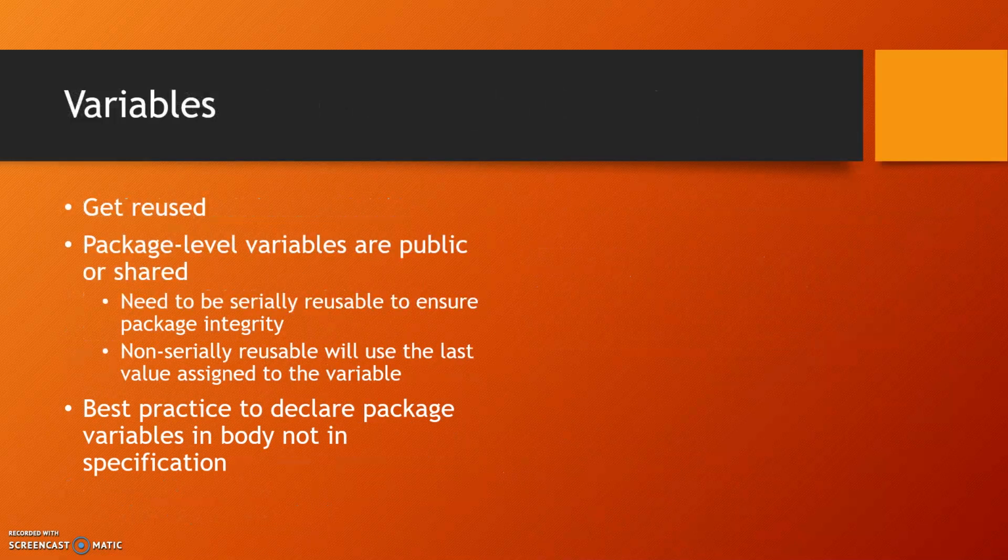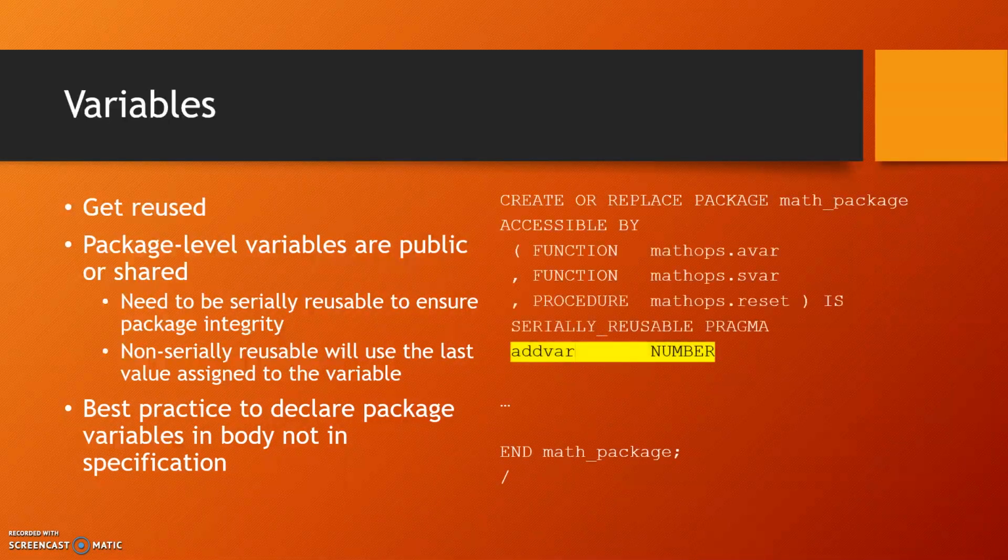Package level variables are public and shared global variables. They need to be serially reusable to ensure package integrity. Non-serially reusable variables will use the last value assigned to the variable. The best practice is to declare package variables in the body, not in the specifications. On the right, we have declared a variable and given it a number data type.